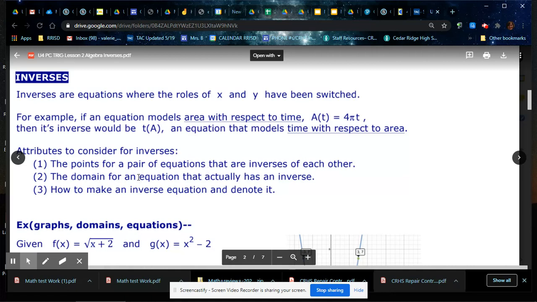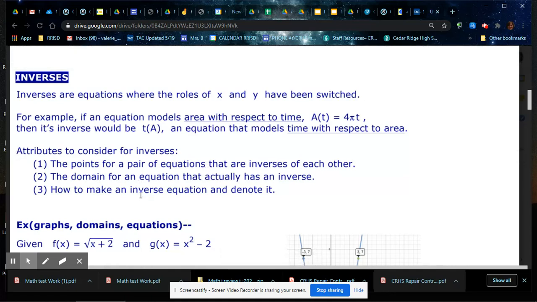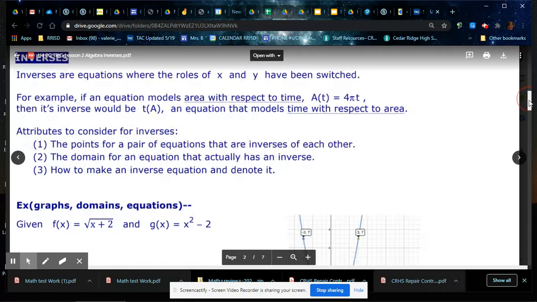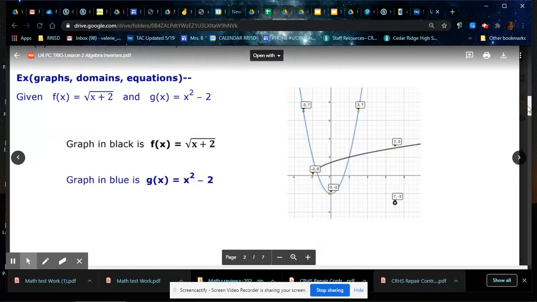Domains and ranges, we're going to be looking at that and how to make the inverse of an equation. Okay, we're looking at all of these things. So let's just take a look at this graph for a minute. So we have two functions on here.